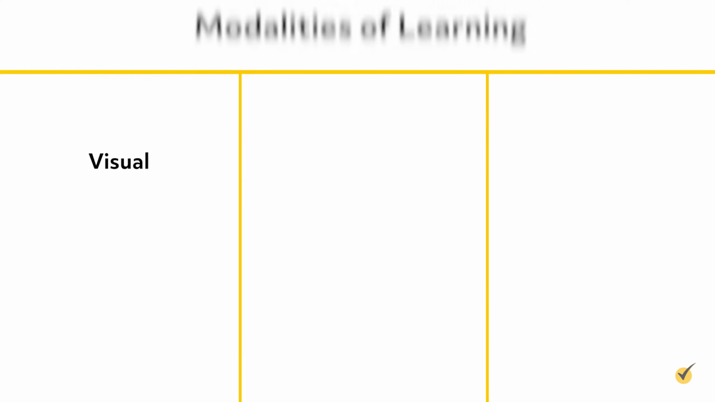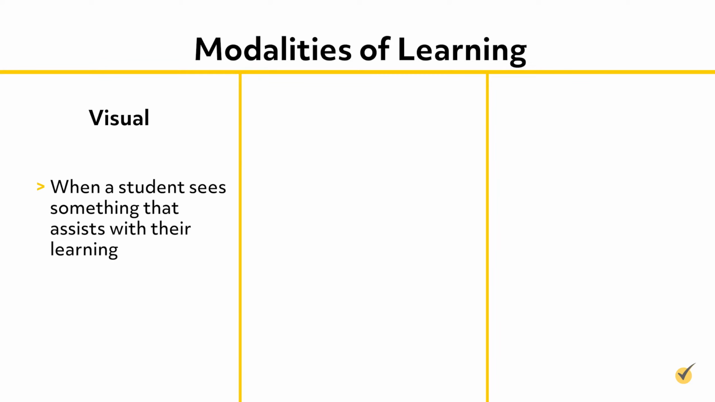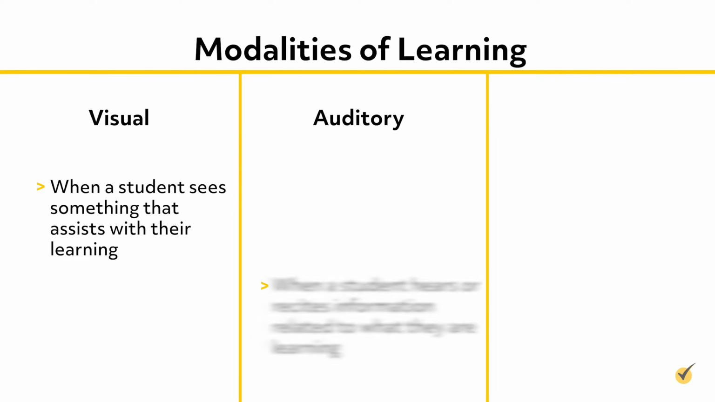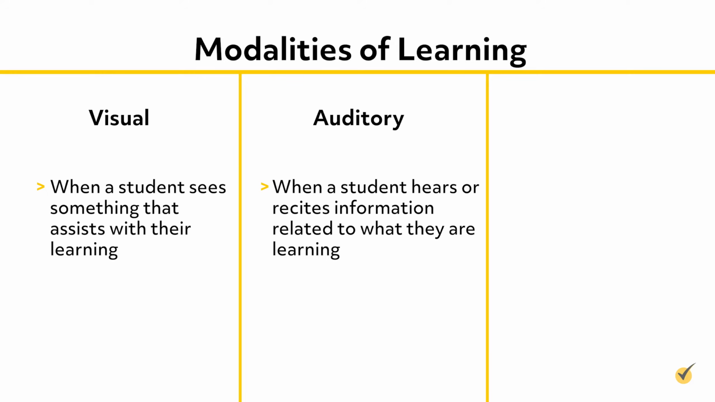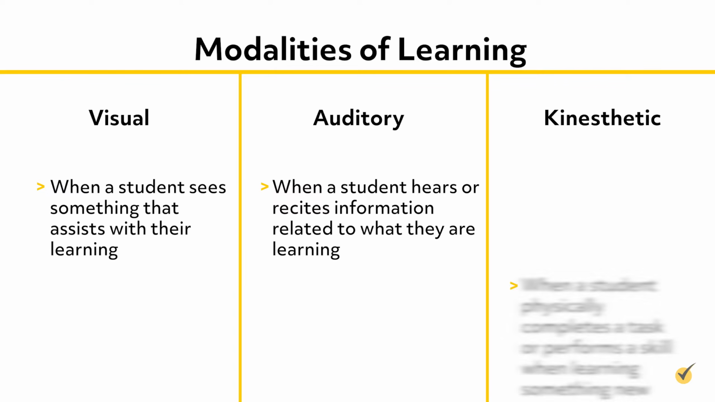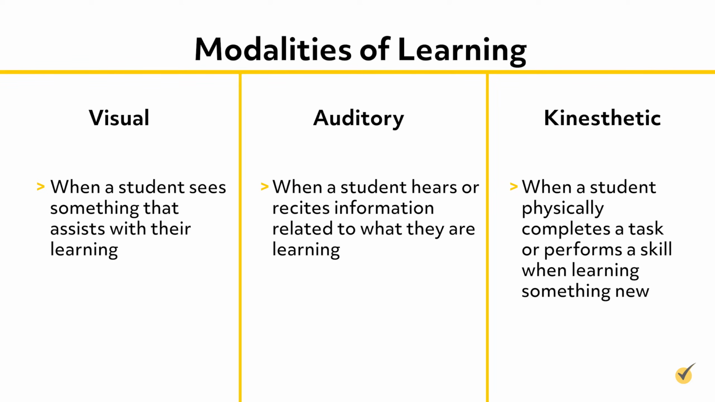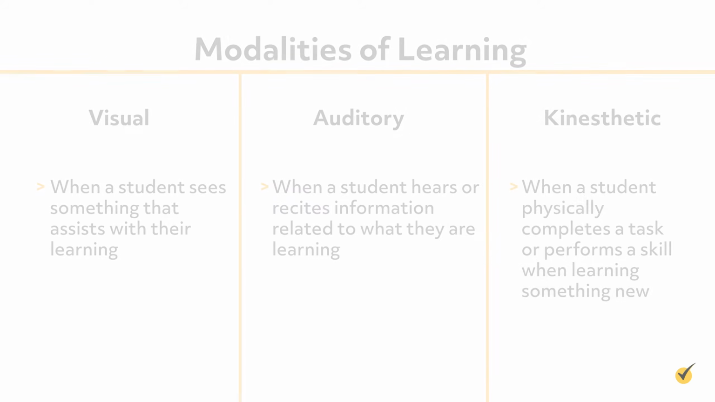Modalities are the ways we take in and process information. We use these modalities when we learn new knowledge and skills. The visual modality is used when a student sees something that assists with their learning, such as a graph. The auditory modality is used when a student hears or recites information related to what they are learning, such as listening to an audio textbook. The kinesthetic modality is used when a student physically completes a task or performs a skill when learning something new. An example is practicing how to form letters.